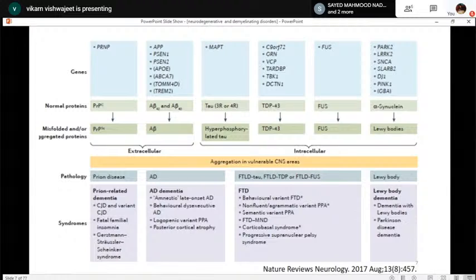The majority of the non-vascular dementias fall into these six categories of neurodegenerative proteinopathy, and these proteins include amyloid beta peptide, microtubule associated protein tau, then TDP43, that is TAR DNA binding protein, fused in sarcoma protein, alpha synuclein, and prion protein. So these six groups of proteins are involved in different neurodegenerative disorders.